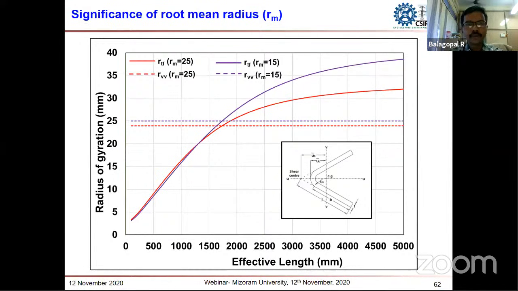We have noticed that as the root radius decreases, the effective length governing the torsional flexural buckling also decreases. As we increase the root radius, the effective length governing the torsional flexural buckling also increases.